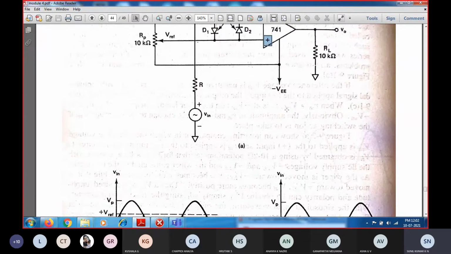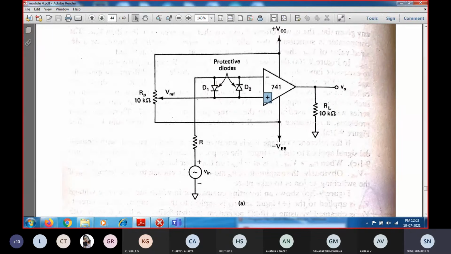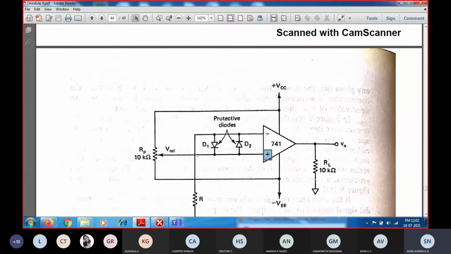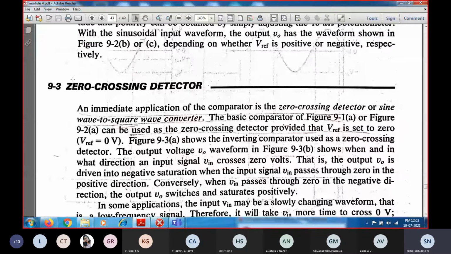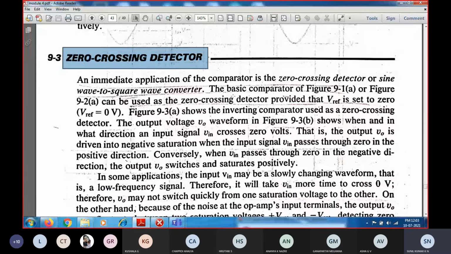Now moving to the next topic, the zero crossing detector, as a sub-classification of the comparator circuit. In the zero crossing detector circuit, zero is the reference voltage, and we are going to detect whenever the input voltage crosses this zero, so that the output is detected. That is nothing but the operation of the zero crossing detector circuit.